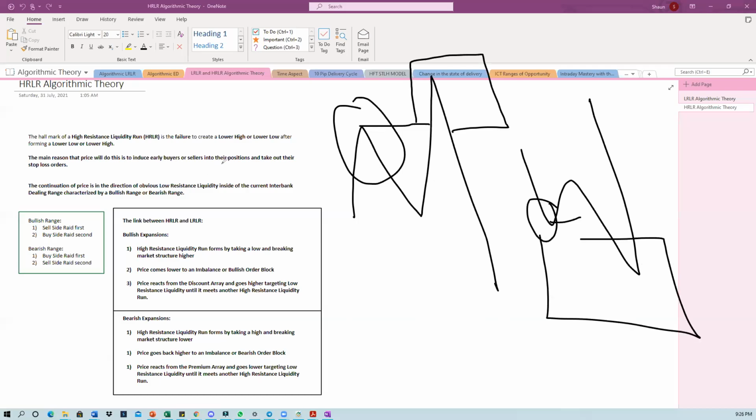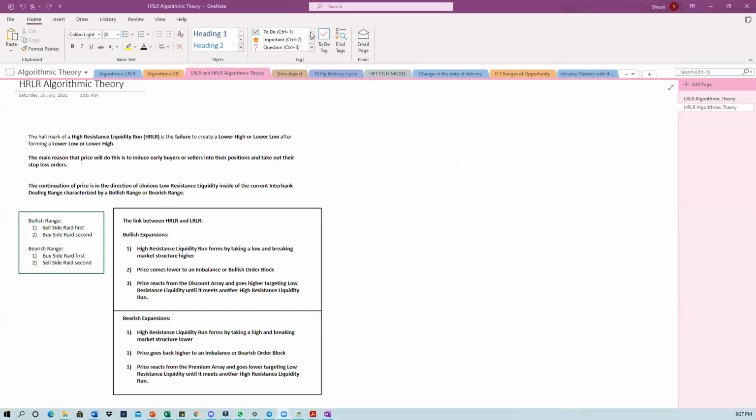The main reason that price will do this is to induce early buyers or sellers into their positions and take out their stop loss orders. So when you see something like this, when it goes to the PD array and takes out your stops, you want to see an almost immediate reaction to the downside, or to the upside. So big bodied candles, large bodied candles. The continuation of price is in the direction of obvious low resistance liquidity inside of the current interbank dealing range.